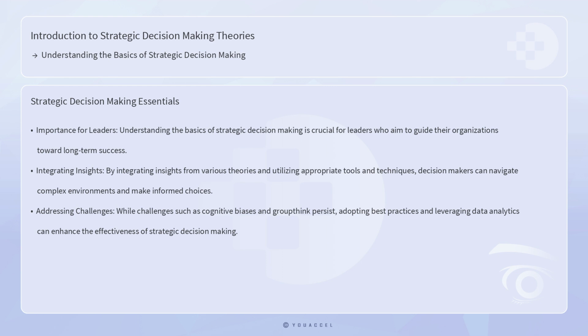In conclusion, understanding the basics of strategic decision-making is crucial for leaders who aim to guide their organizations toward long-term success. By integrating insights from various theories and utilizing appropriate tools and techniques, decision-makers can navigate complex environments and make informed choices. While challenges such as cognitive biases and groupthink persist, adopting best practices and leveraging data analytics can enhance the effectiveness of strategic decision-making. As organizations continue to face dynamic and uncertain environments, the ability to make sound strategic decisions will remain a key determinant of success.